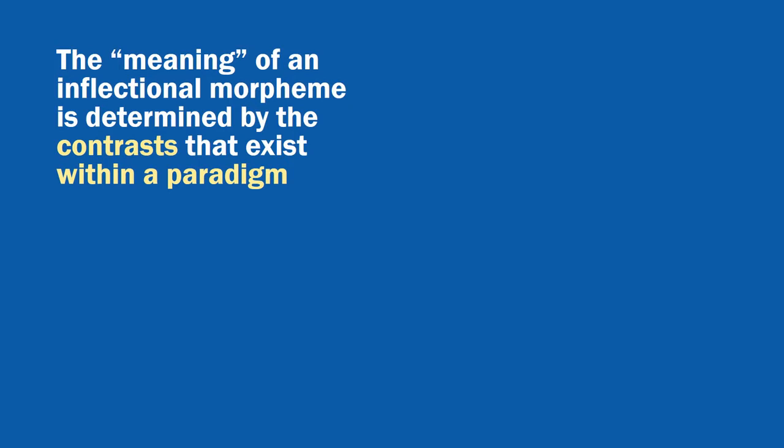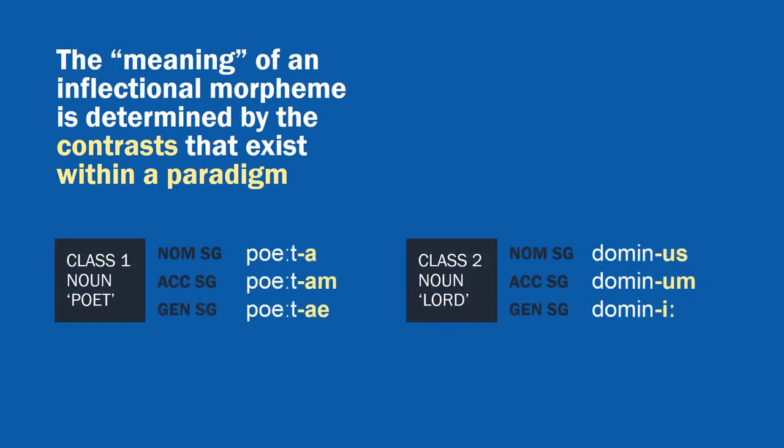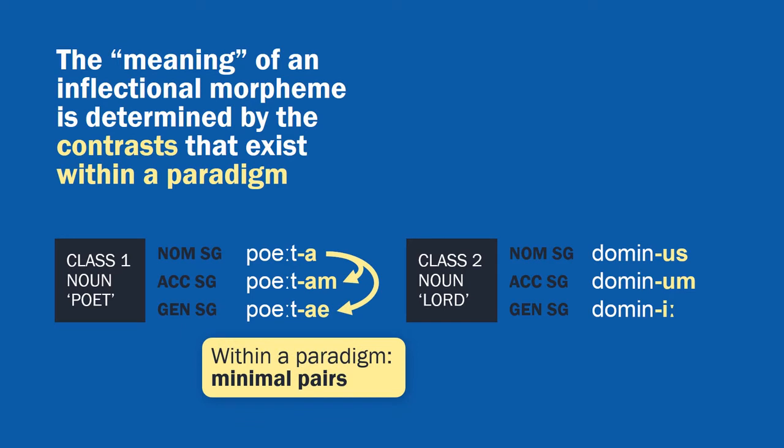Think about a Latin example. We have a class 1 noun that means poet, and a class 2 noun that means lord. These two nouns inflect with different paradigms. Looking at the class 1 paradigm, how do we know that the suffix a is a nominative singular marker? Well, it's because we can see minimal pairs. The same noun stem inflects with a when it's nominative, when it's accusative, and I when it's genitive. The suffix a gets its nominative singular meaning from minimal pairs such as these.